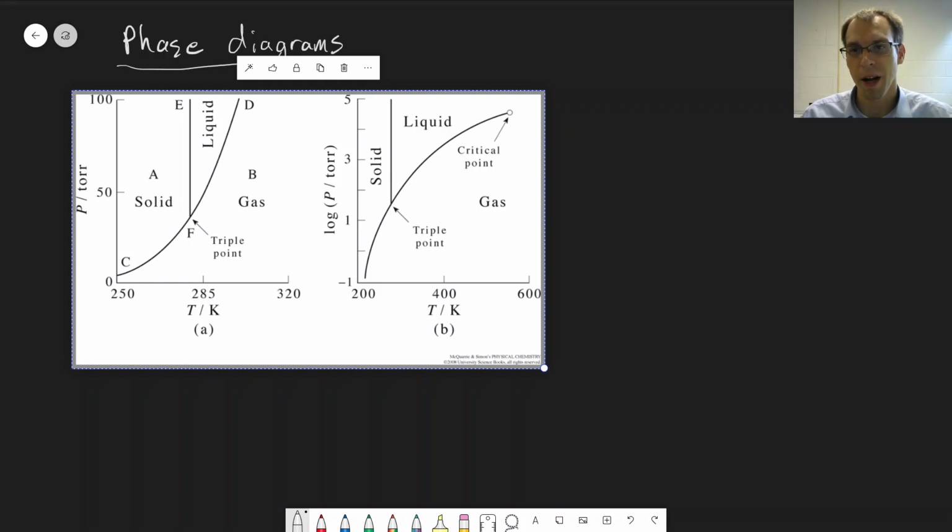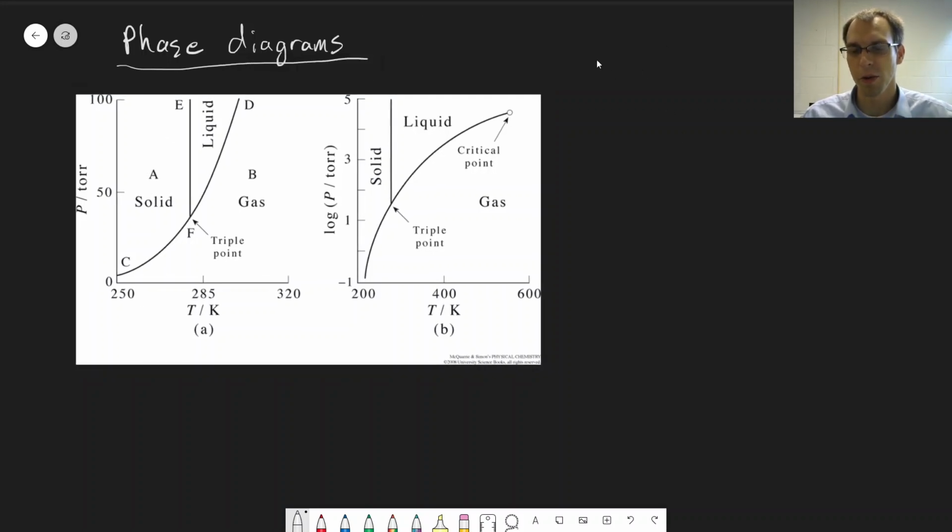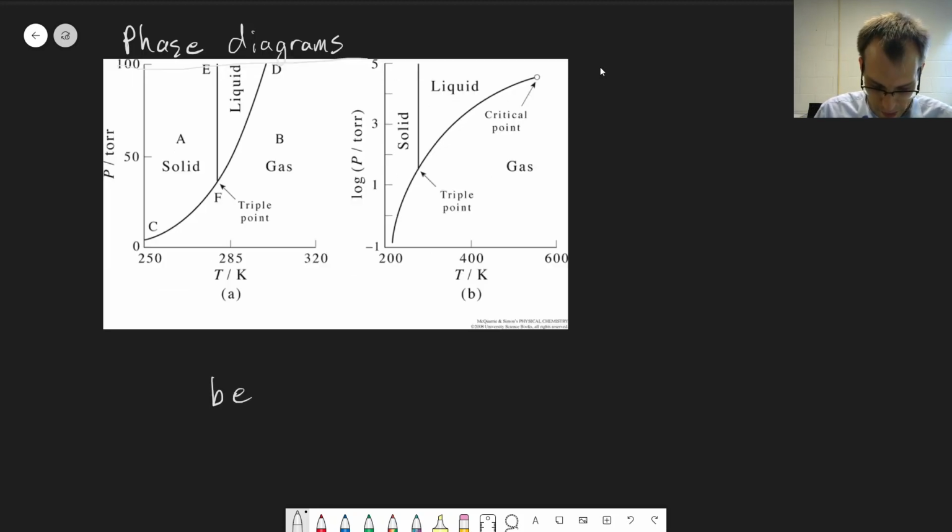Continuing on talking about individual substances and the thermodynamics, one of the best ways to represent this in a succinct way is through the idea of phase diagrams. So this is the phase diagram of benzene that we have here. This is a figure from your textbook.